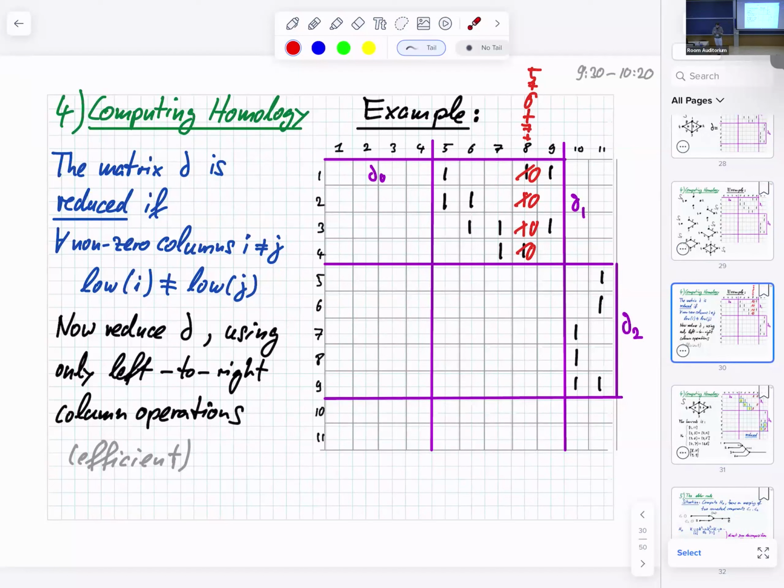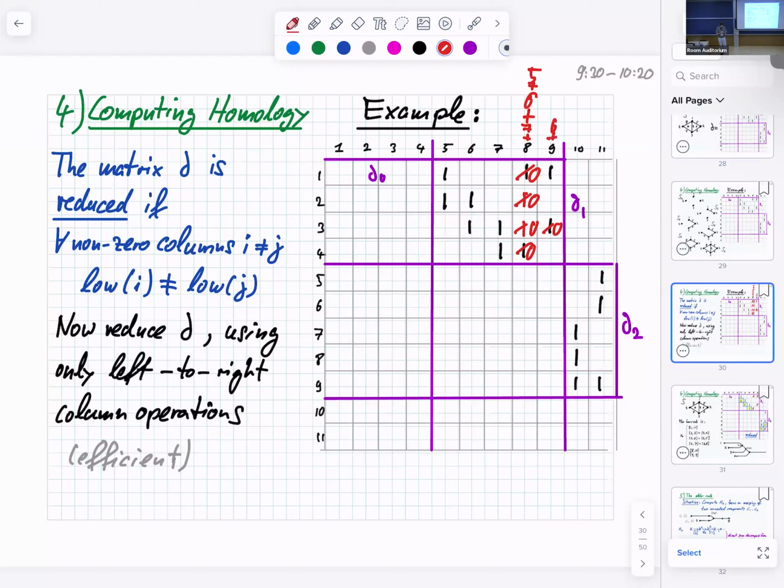Column number 9, who wants to help me? Somebody else, come on, please. We have a problem here. We want to fix it because here and here they have the same low. If they have the same low, what do we do? Yeah, we add these two up, 6 plus 9. That's okay. If we add them up, then we get a 0 here. So I do 6 plus 9.